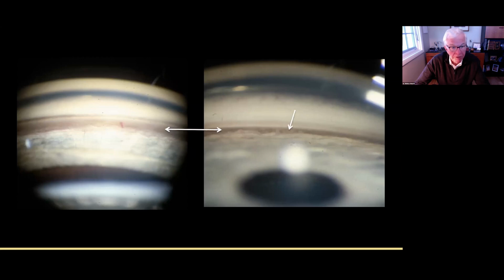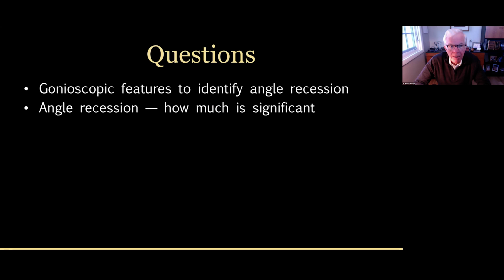A lot of questions about angle recession in the questions that you sent me. So these are the things that I'm looking for. If there are iris processes, they'd be broken. The scleral spur is usually brighter because there's nothing on top of it anymore. And the ciliary body face is usually lighter in color. So these are some of your questions. I think I answered the first question.